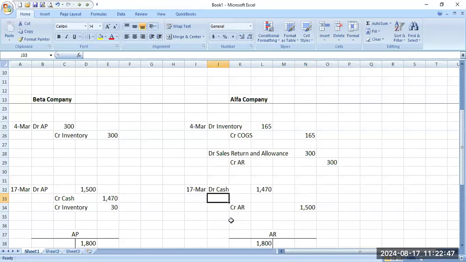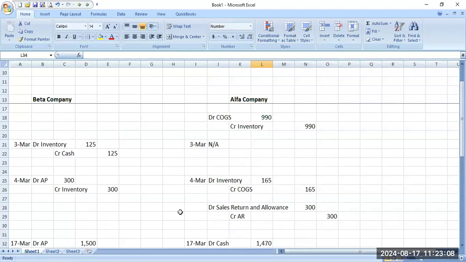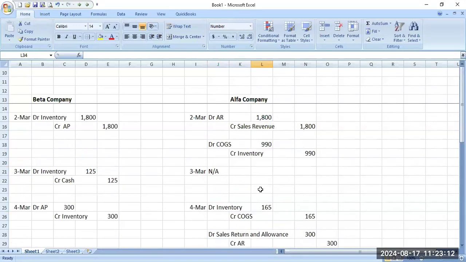Now we have a difference on the debit side. What will be that difference? Where is that difference going to go? That's going to go to sales discount for $30. And our job is done. So you can see now, in parallel, what happened with the company that's purchasing and the company that's selling.